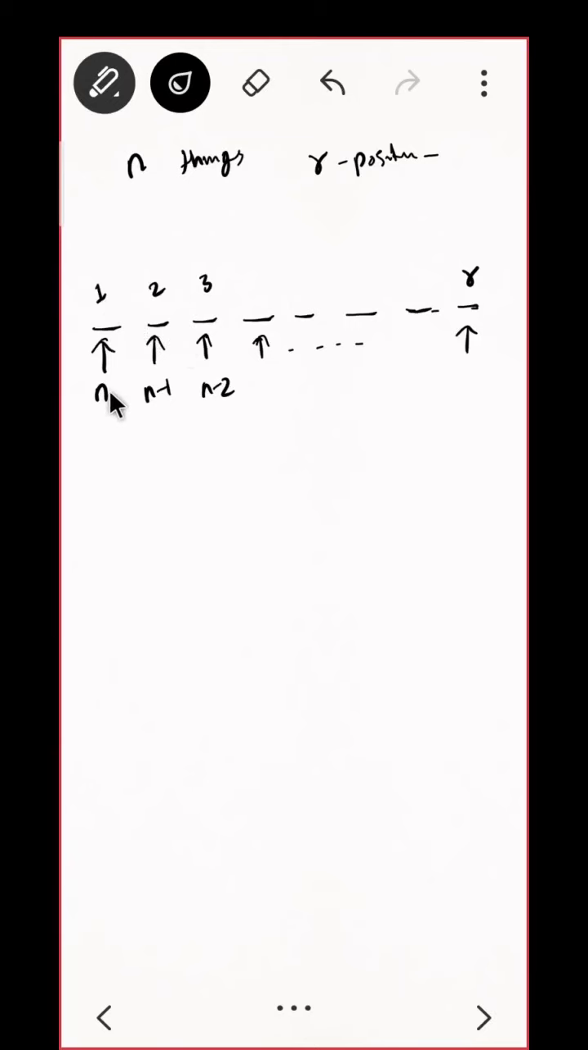Do you observe? First position I am having value n. Second position I am having n minus 1. Third position I am having n minus 2. Do you observe the pattern? Here it is 1, so it is giving me n minus 0. Here it is 2, so it is giving me n minus 1. Here it is 3, so it is giving me n minus 2. So if I take it r here, it will be n minus r minus 1. Do you agree? Just check.